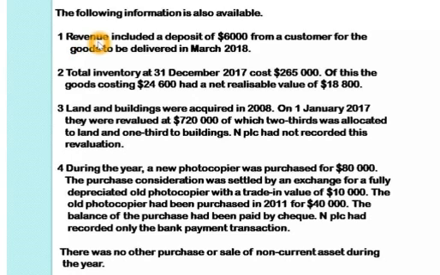First adjustment, revenue includes a deposit of $6,000 from a customer for the goods to be delivered in March 2018. Second, total inventory at 31st December 2017 cost $265,000. Of this, the goods costing $24,600 had a net realizable value of $18,800.